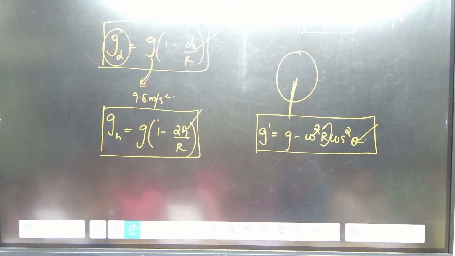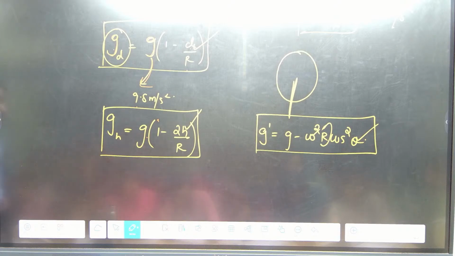Write down the next topic. Listen, I'll say two more points under this. The first point is at the poles, theta will be equal to 90 degrees, so cos 90 will be equal to 0.